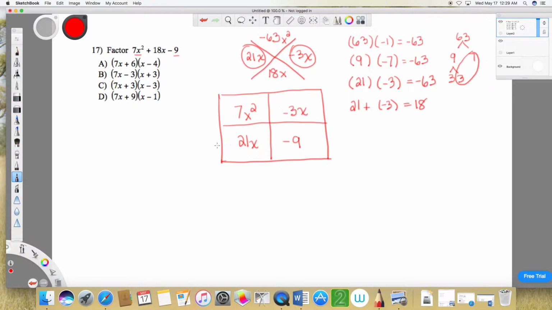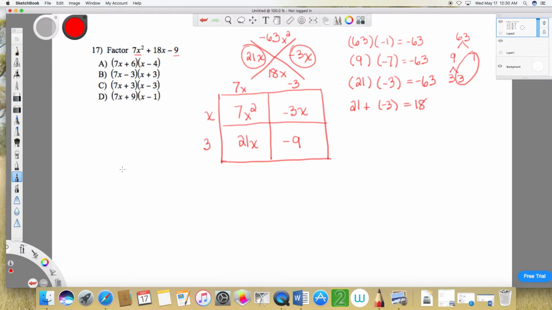So we look across and see is there a common factor across this bottom row, and yes, 3 is a common factor. Vertically here, a negative 3 is a common factor. Across on the top, an x is a common factor. And vertically here in this first column, a 7x is common.